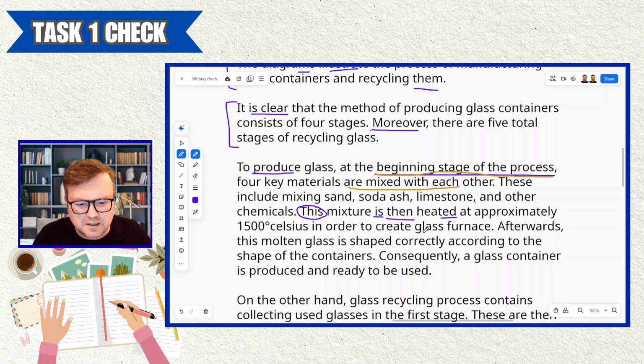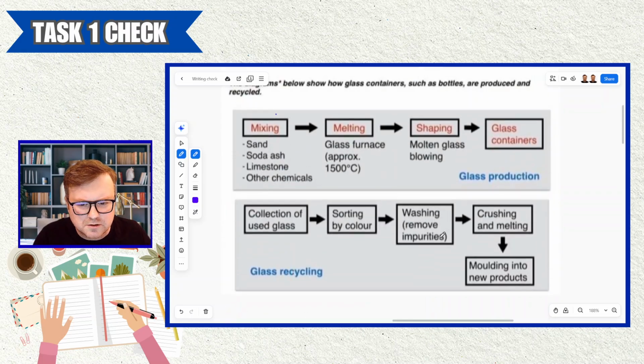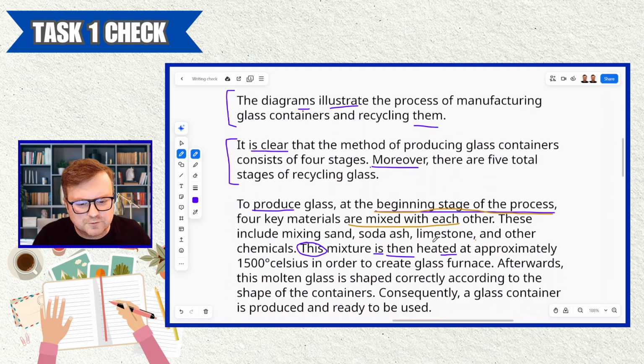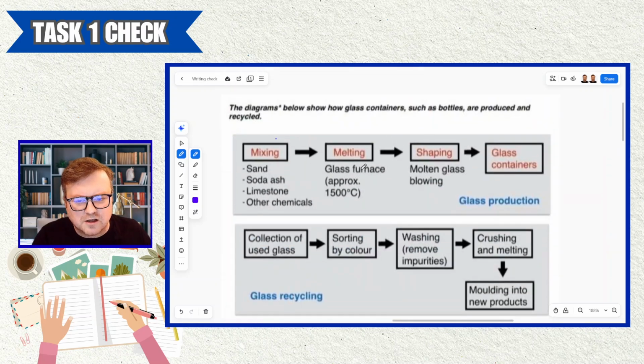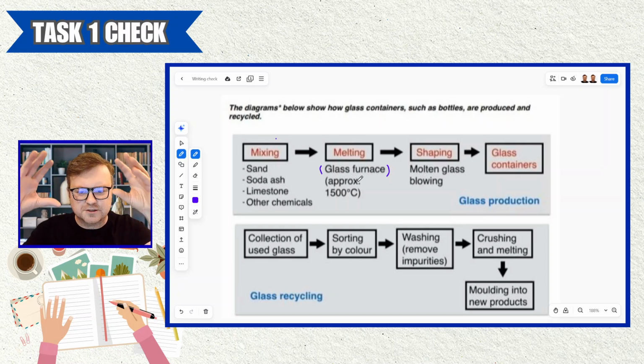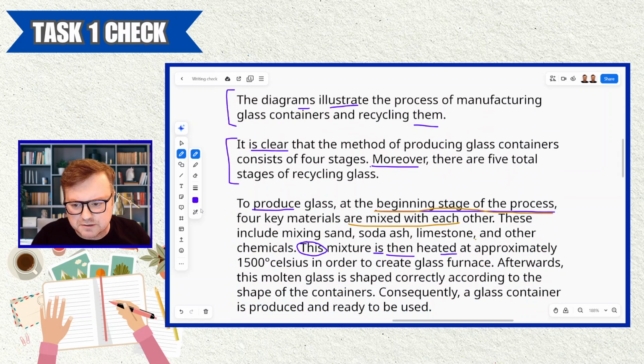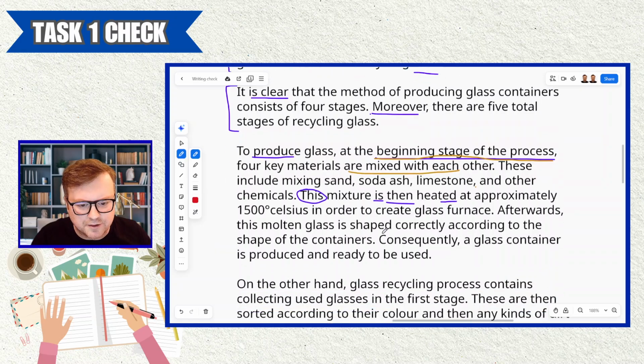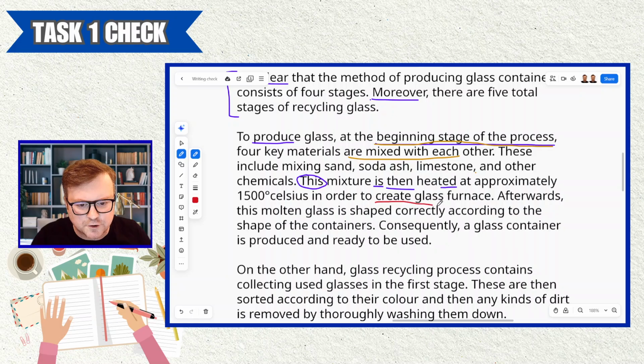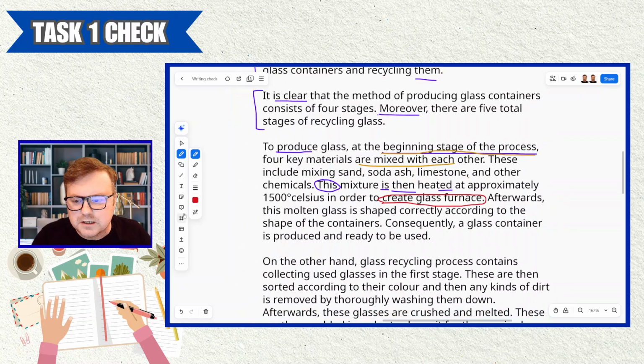In order to create glass furnace. No, so we've just got that bit wrong. Glass furnace is the place. That's the place where we put the material. So you don't create the glass furnace. The glass furnace, we put the material into the glass furnace to melt it. So there is a key error there. To create a glass furnace, we're not creating a glass furnace, so that's a problem.